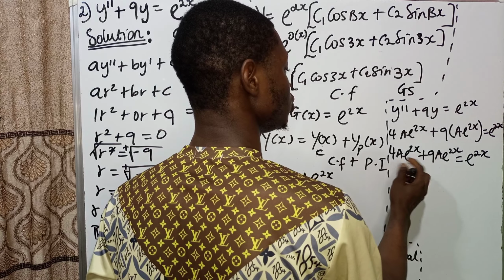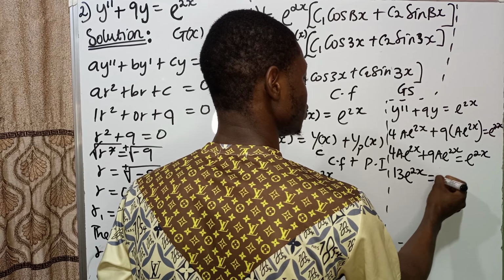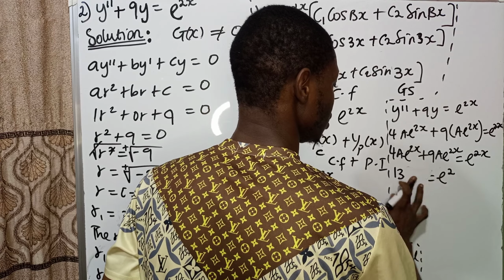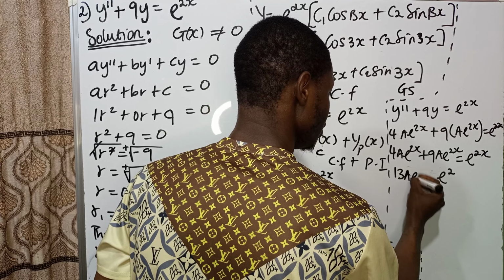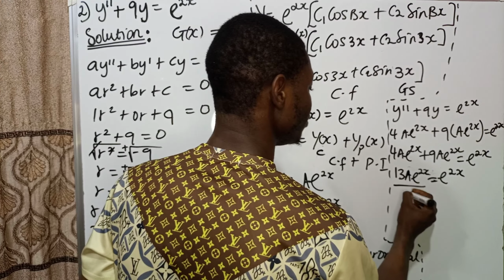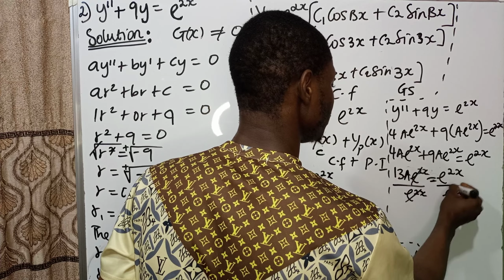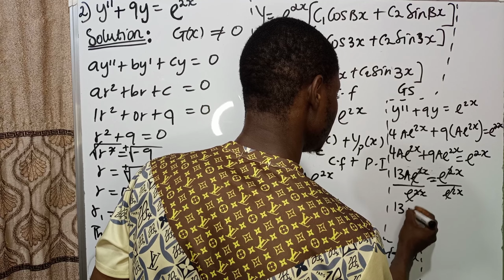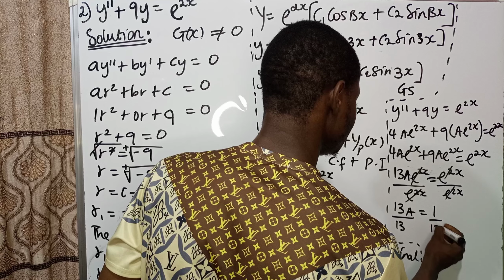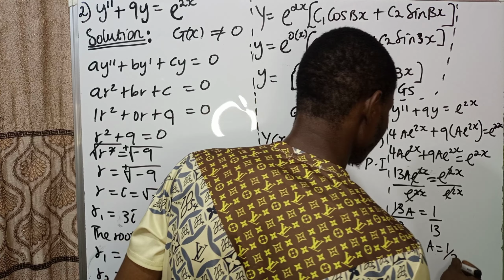When we add these two together, we get 13a e^(2x) = e^(2x). You can divide both sides by e^(2x) so that we obtain 13a = 1. Dividing through by 13, our a is equal to 1 over 13.